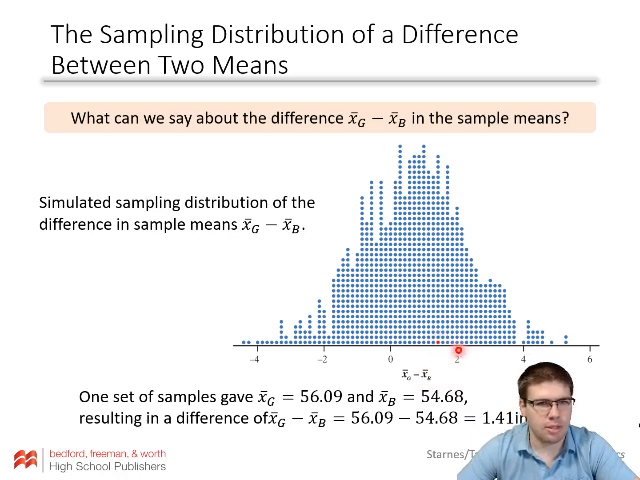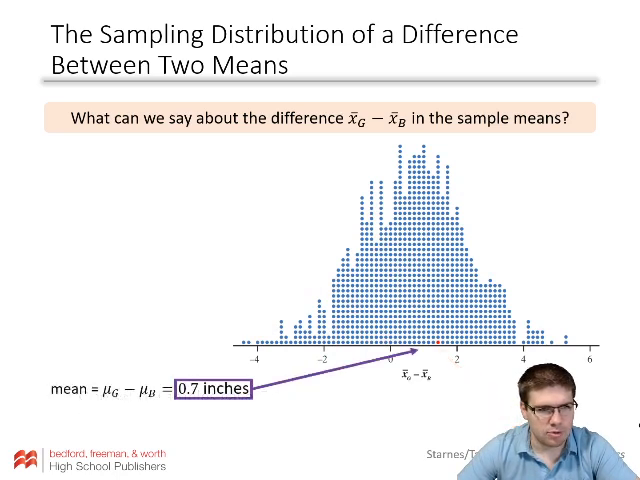That's just one simulated out of many, many possible outcomes. We could see a bigger difference. We could see a smaller difference. We could even see a negative difference where the boys' average would be taller than the girls' average. So that's where that little value comes from.